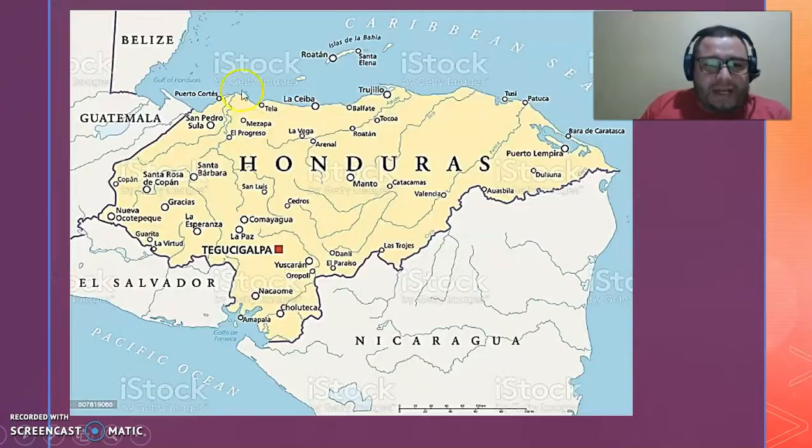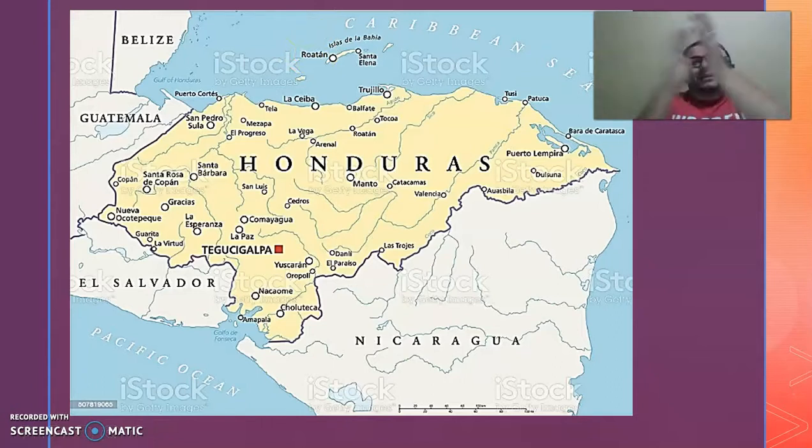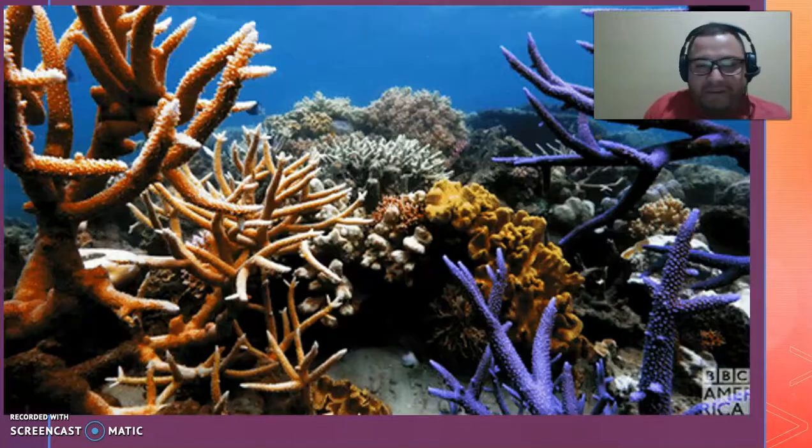In Honduras, here in Roatan, we can find the Caribbean Sea, right? You're not going to find it in the ocean, no. It's only in the Caribbean Sea, in the part of Roatan. Here, we have the coral reef. It is one of the biggest on the planet. Wow! Applause for that. Honduras has a fantastic coral reef.